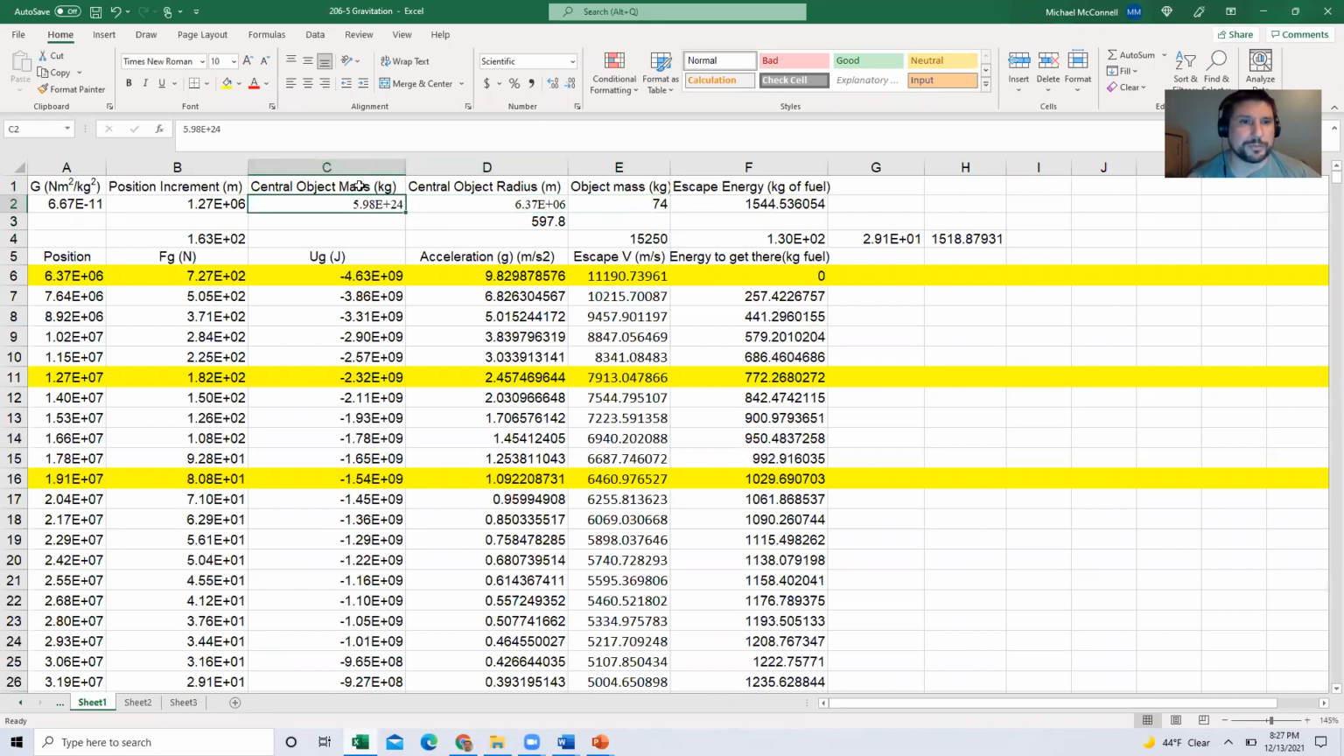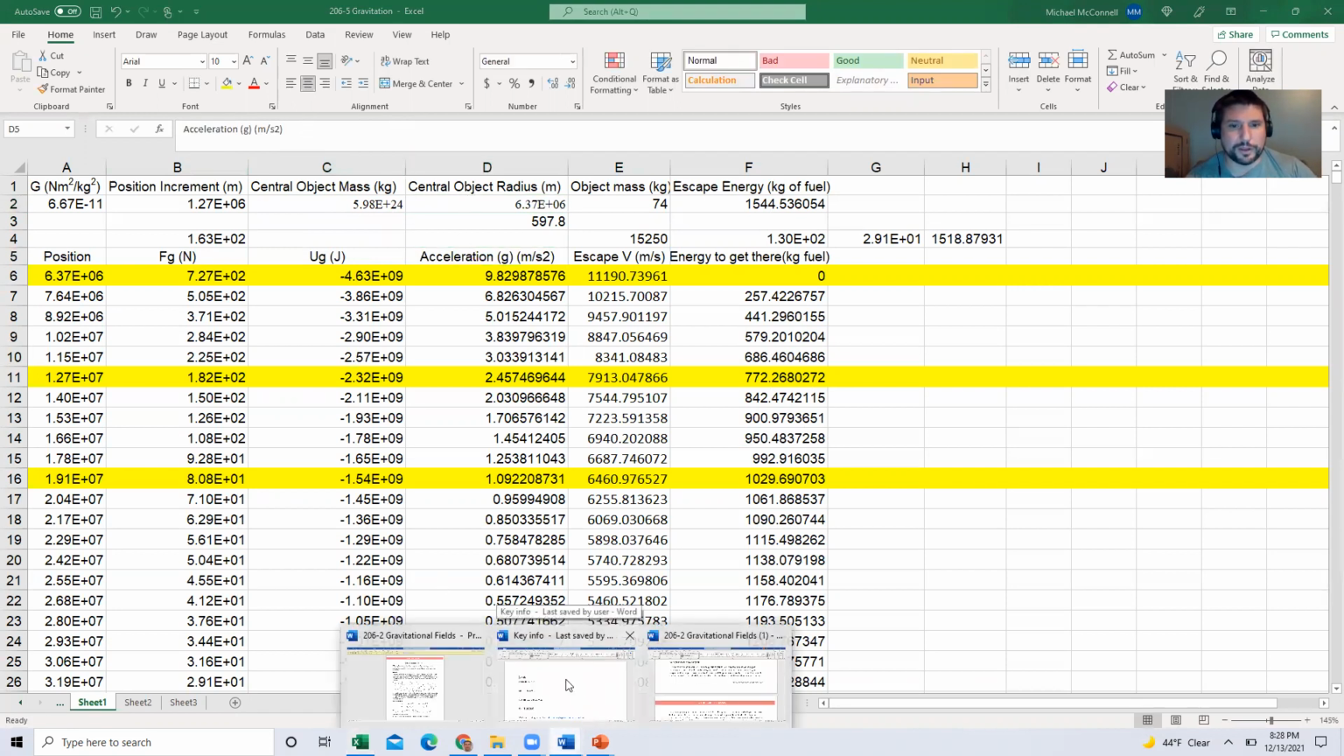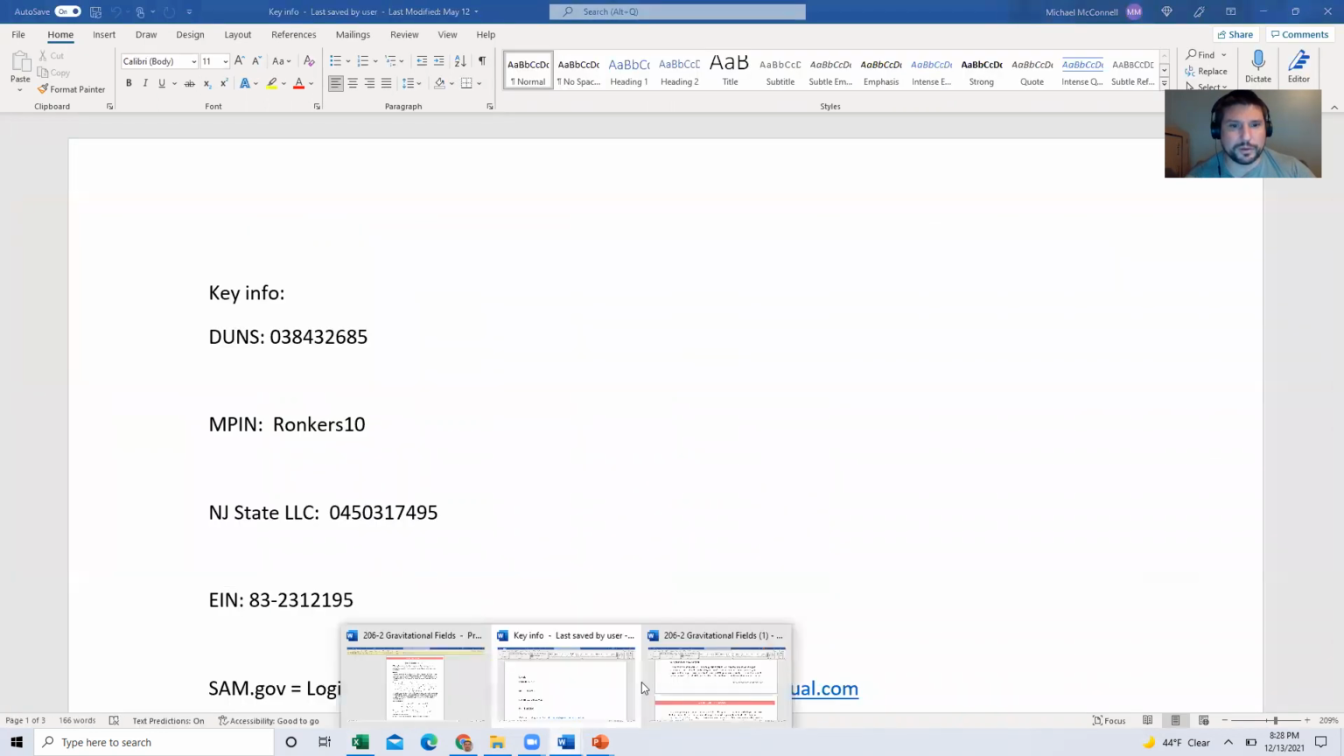But the central object mass, that for this example is the mass of the Earth, which is 5.98 times 10 to the 24. And notice it reads that, but I would type 5.98, the letter E, 24, and that's going to give me 5.98 times 10 to the 24. So that's how you're going to enter these big numbers. 6.37 E6 is 6,370,000 meters. All right, and that's the data for the Earth. So for that, we're going to, whoops.